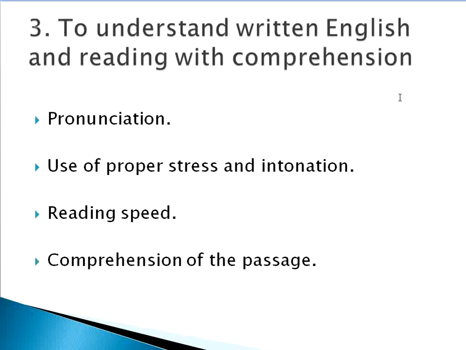What is the third one? The third one is to understand written English and reading with comprehension. Getting the point? So I'm talking about what? Reading skill. So as a teacher, while working on this reading skill or reading objective, you need to focus on certain points. The points are: number one, pronunciation; number two, use of proper stress and intonation; number three, reading speed; number four, comprehension of the pages.